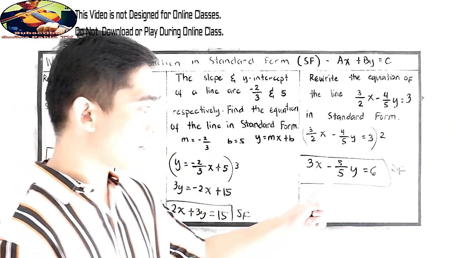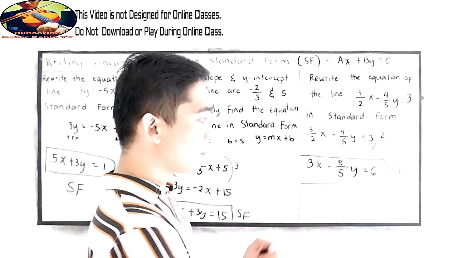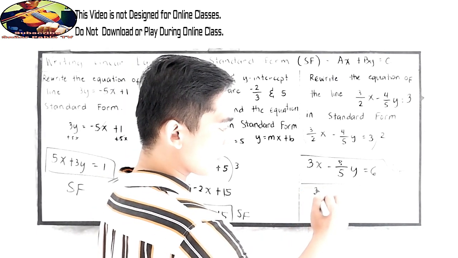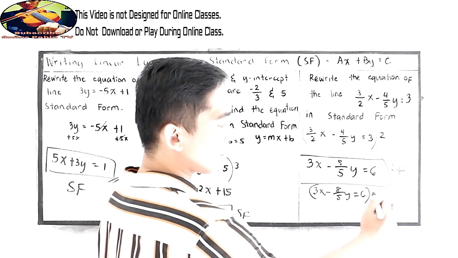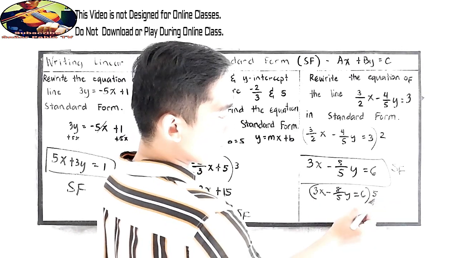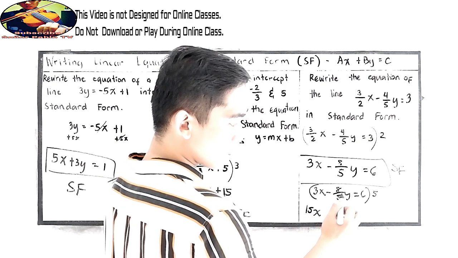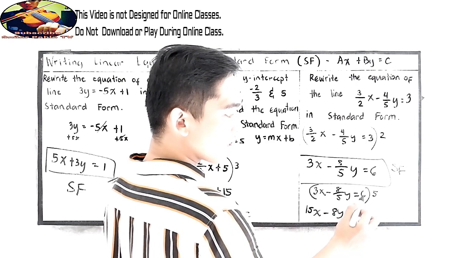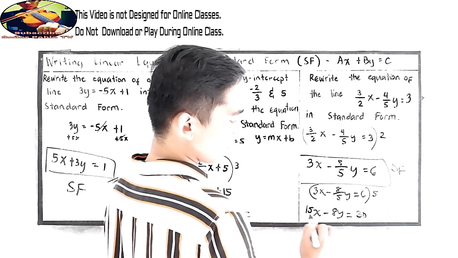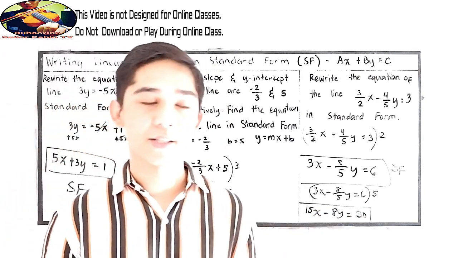Or if we want to eliminate our denominator here, we can multiply that by 5: 3x minus 8 over 5y is equal to 6. So multiply the equation by 5. So 5 times 3, 15x. So this will be cancelled out. Minus 8y is equal to 6 times 5, 30. If we want a full number in our A, B, and C.